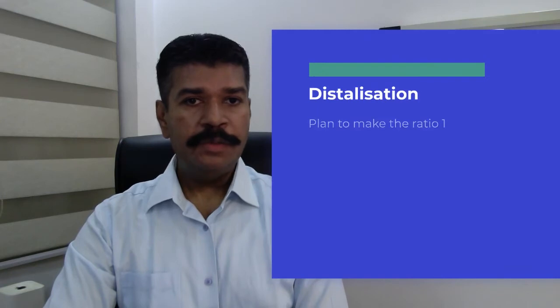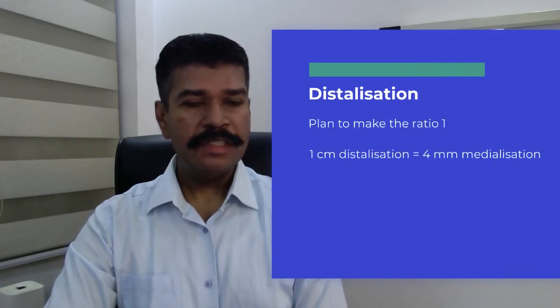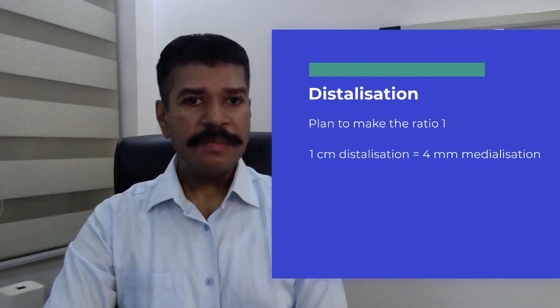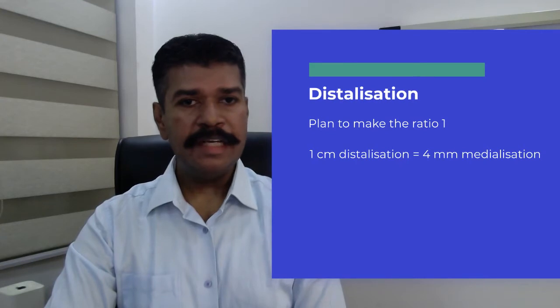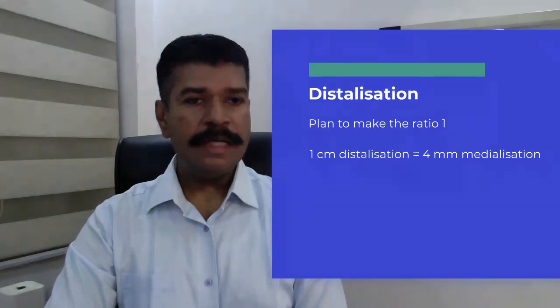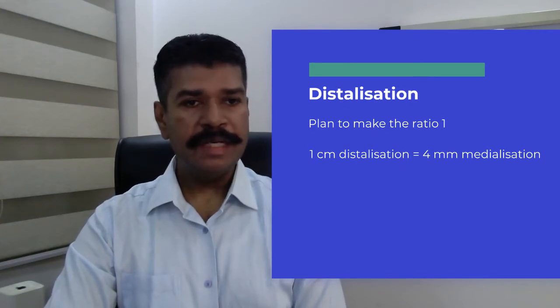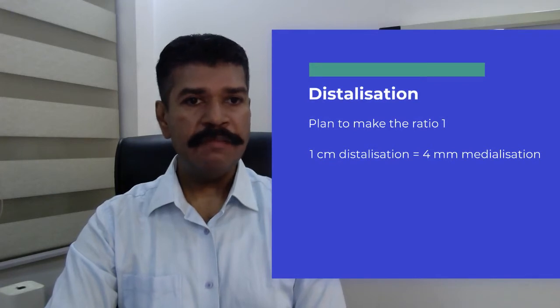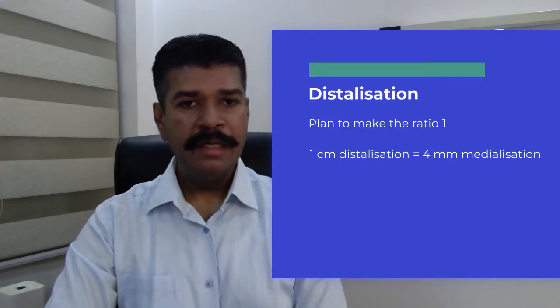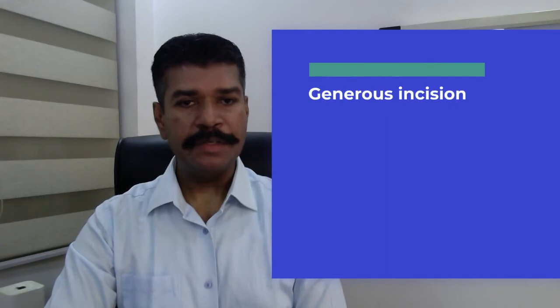It is always useful to know that when you do medialization or distalization, sometimes they are interrelated due to the proximal tibial anatomy. It has been calculated and published that a centimeter of distalization automatically causes 4 millimeters of medialization. So that is a measurement which must be factored in your mind while doing the pre-op planning for your patient.